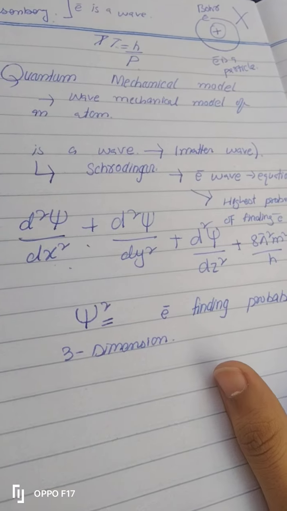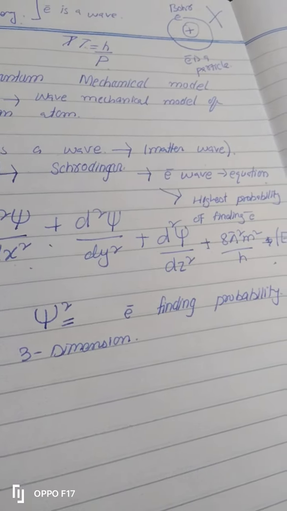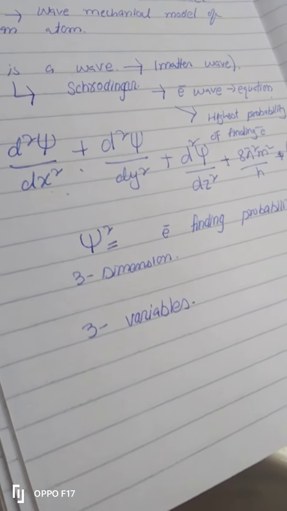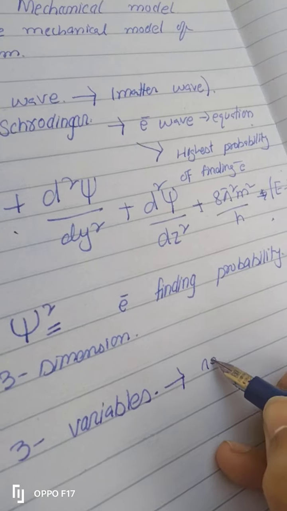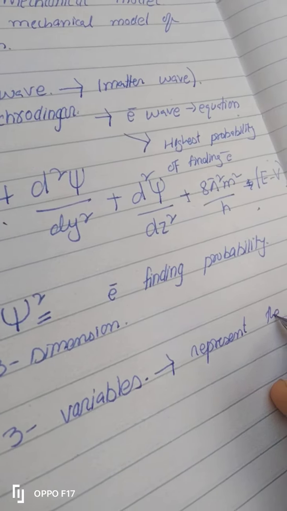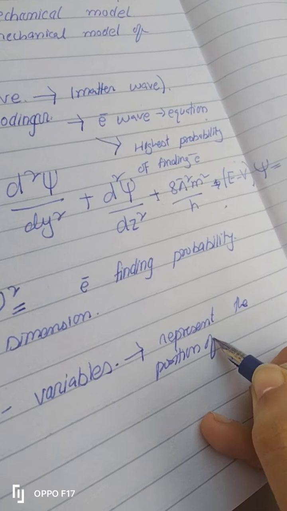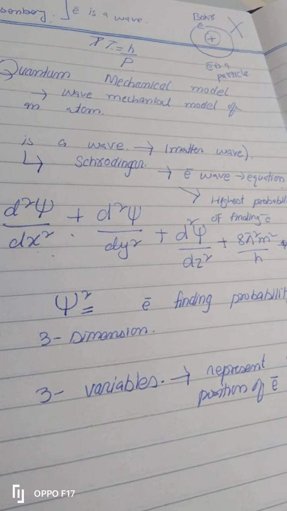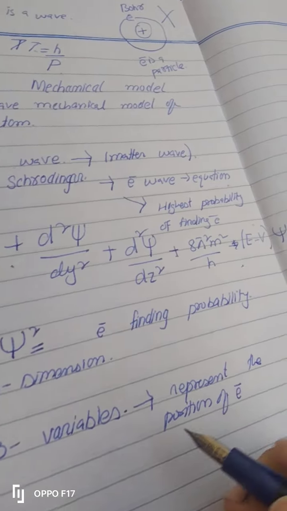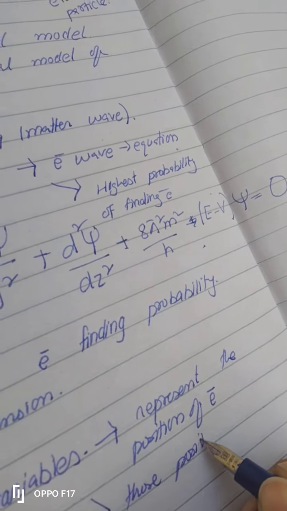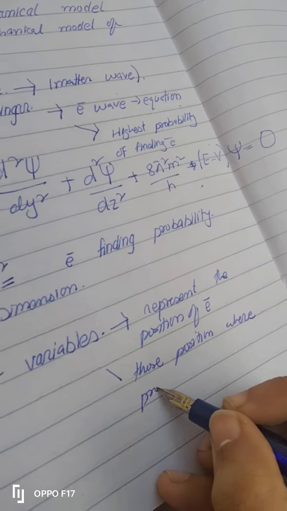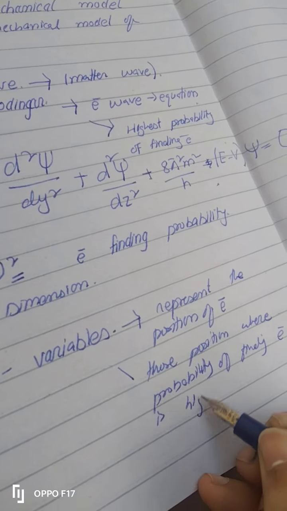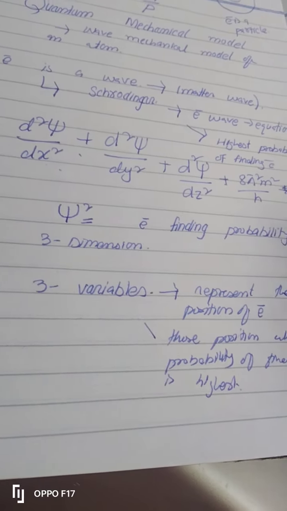So when we solve this Schrodinger electron wave equation, it gives us three variables which represent the position of the electron. After solving this equation, we will find three variables which will represent the position of the electron, those positions where the probability of finding the electron is highest.